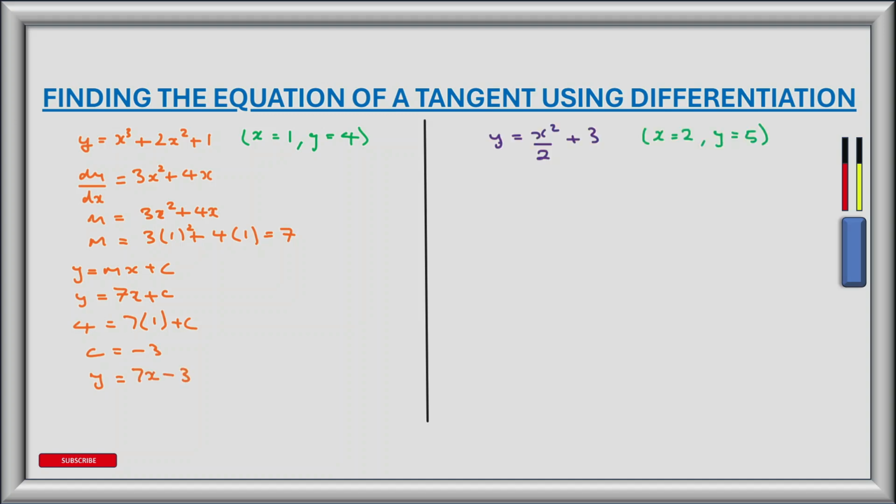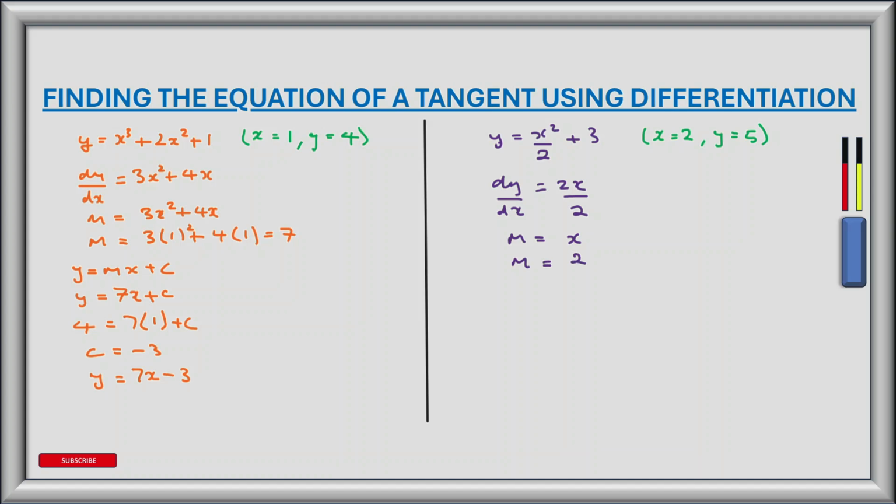Looking at another example, let's find the equation of the tangent to the curve y is equal to x squared divided by 2 plus 3 at coordinates x equals 2 and y is equal to 5. First, let's find the gradient of the tangent. We do that by differentiating y is equal to x squared divided by 2 plus 3. So dy by dx is equal to 2x divided by 2, so our gradient m is equal to x. At x equals 2, the gradient m is equal to 2.